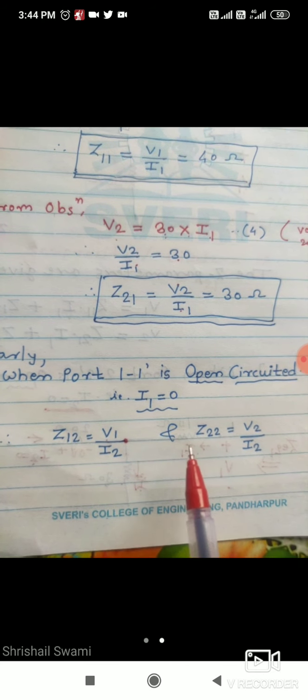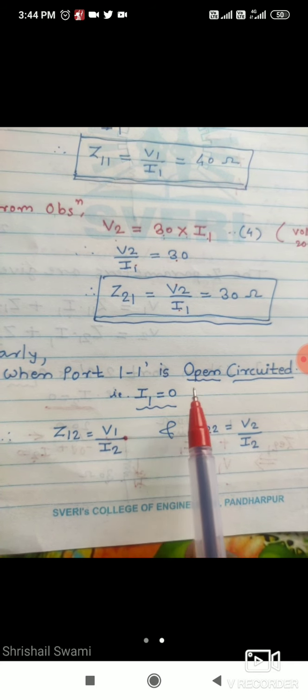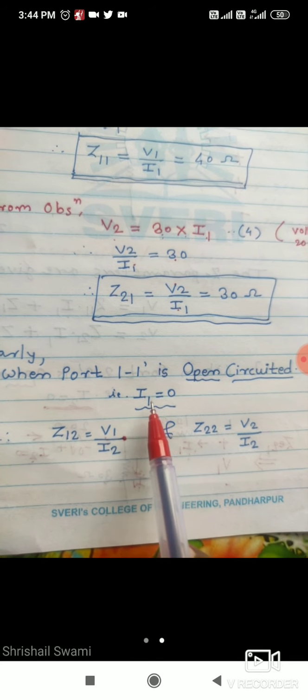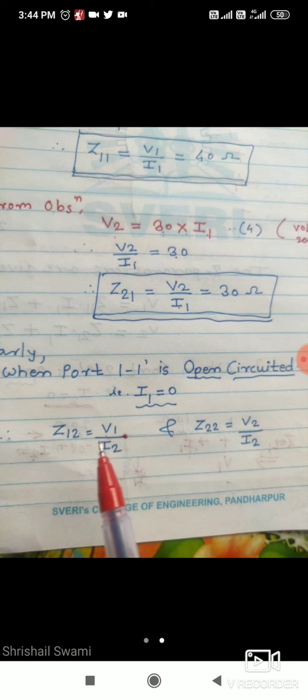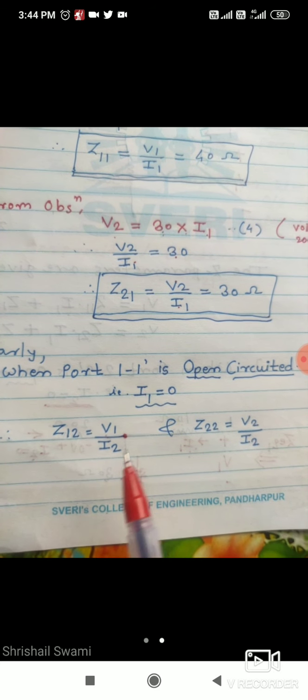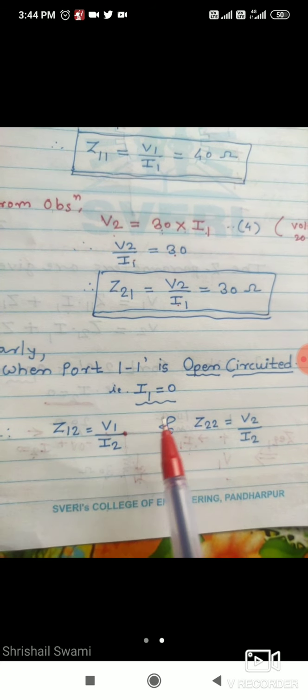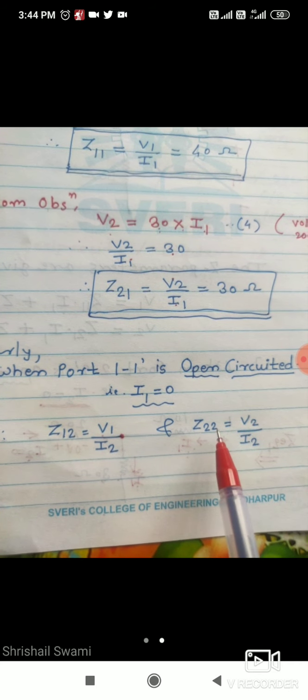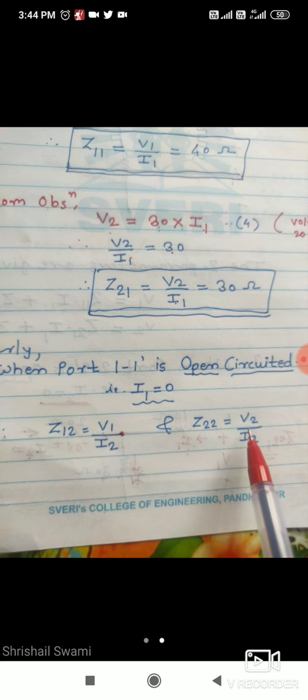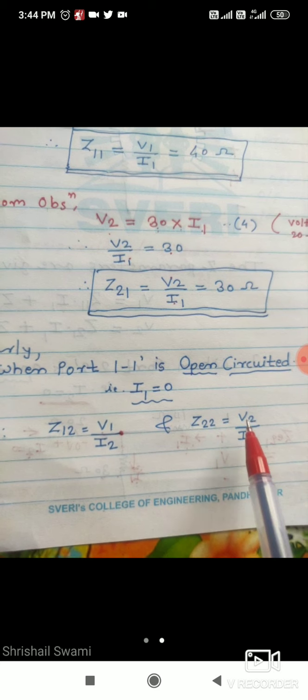These two equations you will get. If you put I1 equal to 0, that is opening the first port, in equations 1 and 2, you will get these two parameter equations. Now we can find out Z12 and Z22. If you observe here, Z22 is equal to V2 upon I2. These two variables are of the same port.